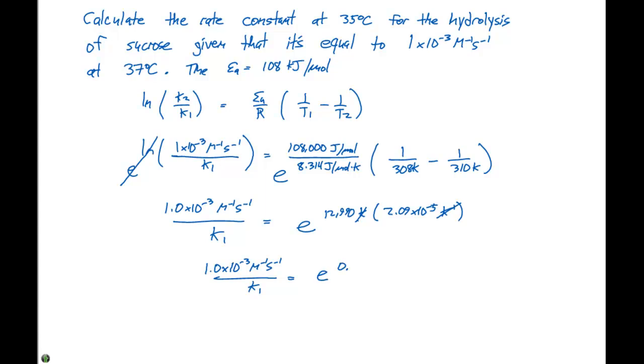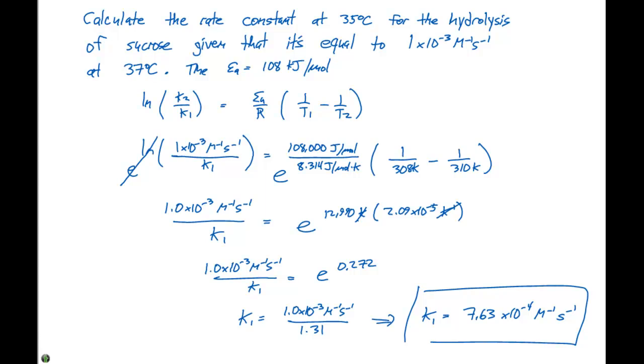e to the 0.272. If we rearrange this expression, we can say that K1 is going to equal 1.0 times 10 to the minus 3 molar to the minus 1 second to the minus 1 divided by 1.31, which is e to the 0.272. And this will tell us that K1, or our rate constant, is going to be 7.63 times 10 to the minus 4, and it's going to have units of molar to the minus 1 second to the minus 1.